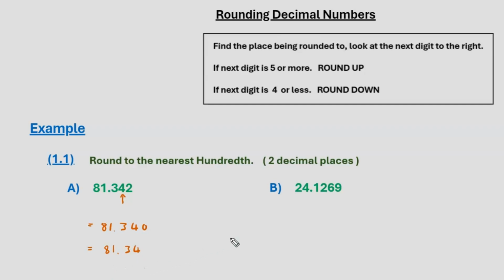Now for example B, we are again rounding to 2 decimal places, so we will stop at the number 2. Now on this occasion the next digit to the right is number 6. That falls into the category of being 5 or more. So this time 24 stays, the 1 stays, and the 2 will be rounded up to number 3. So the answer here is 24.13.